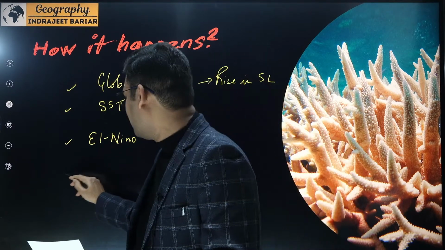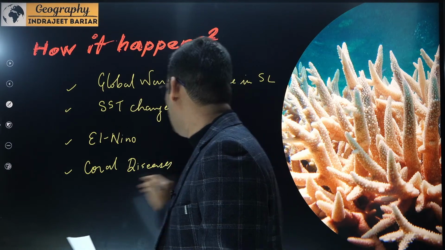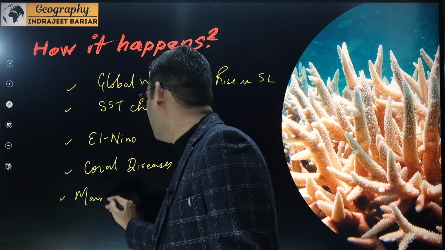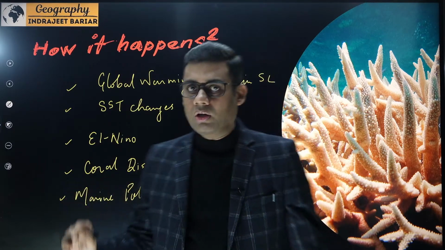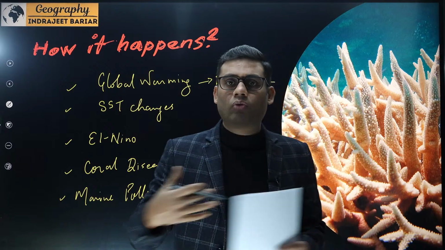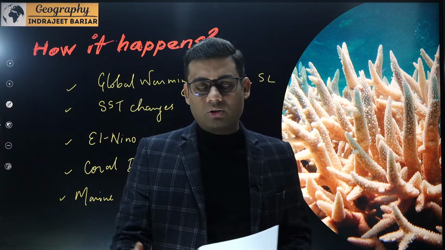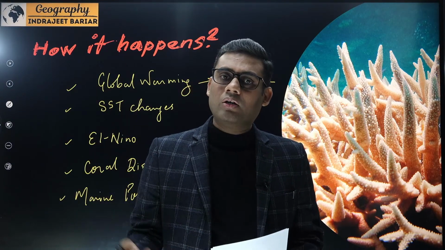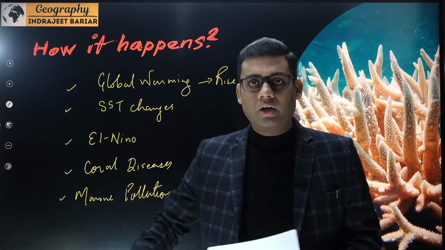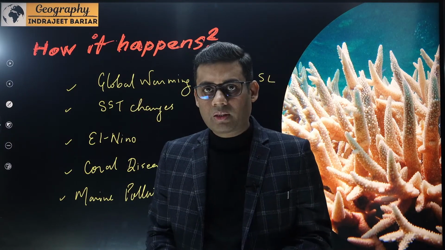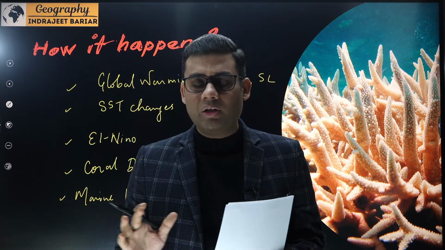Then along with that, others are coral diseases. Then we can have marine pollution. Marine pollution results in coral bleaching, because corals need clear waters. Clear waters will allow sunlight to penetrate through, which will enable zooxanthellae to conduct photosynthesis. So these are the general conditions under which coral bleaching can happen. This is the basic idea about coral bleaching, what it is and how it may be caused.